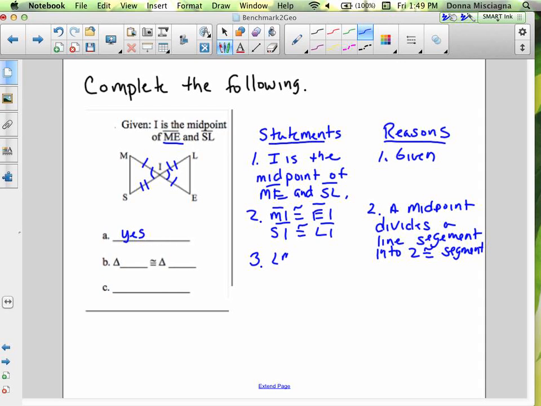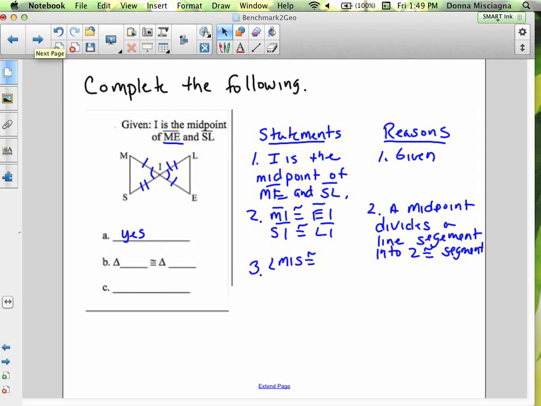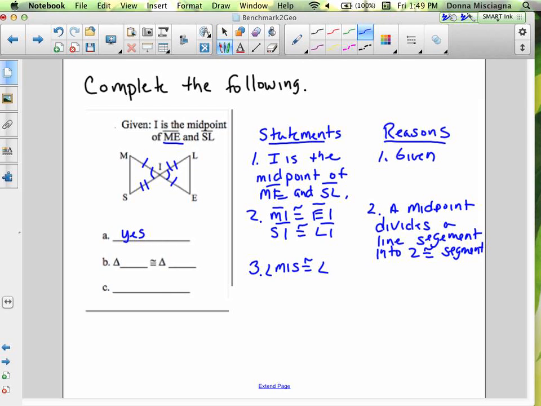So angle MIS has to be congruent to angle EIL. And we know vertical angles are always congruent. So now we know that triangle MIS is congruent to triangle EIL. I guess I'll put it in my proof as well.